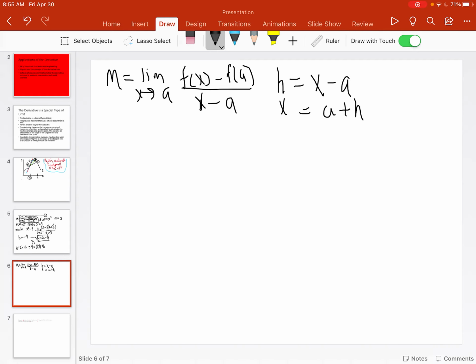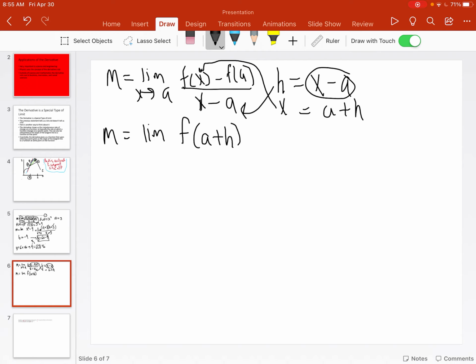Okay, now let's plug these in. So where do we see an x minus a? We see x minus a right here. And where do we see just x? Well, we see x right here. So let's plug these in. m is equal to the limit of f, and we're going to plug that expression in, a plus h minus f of a.